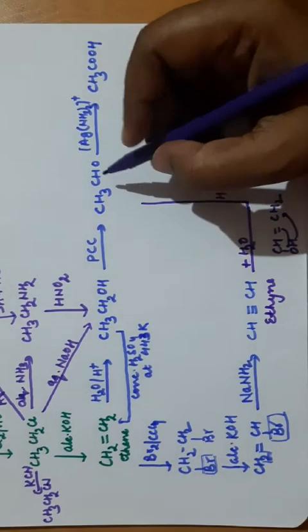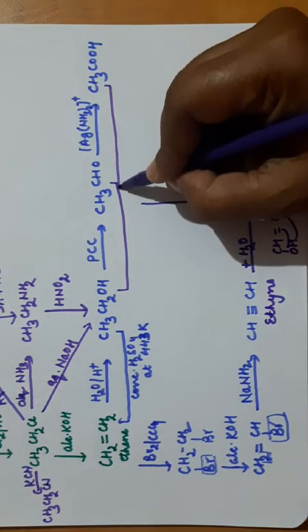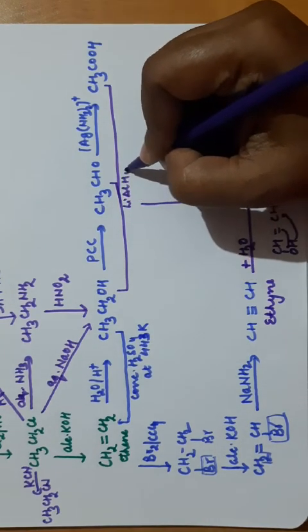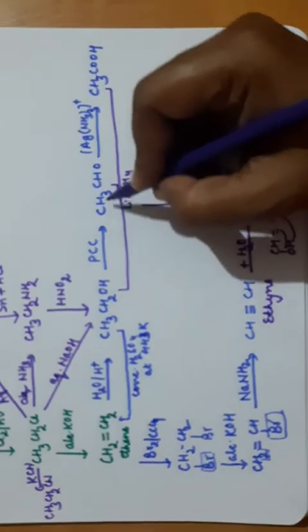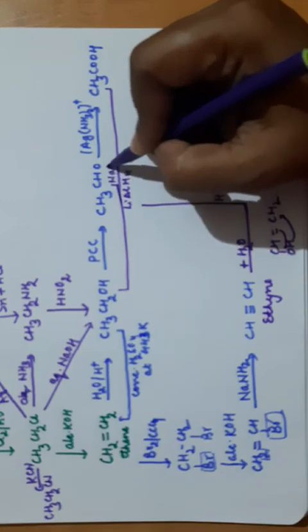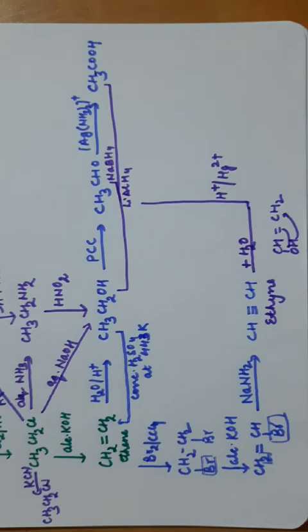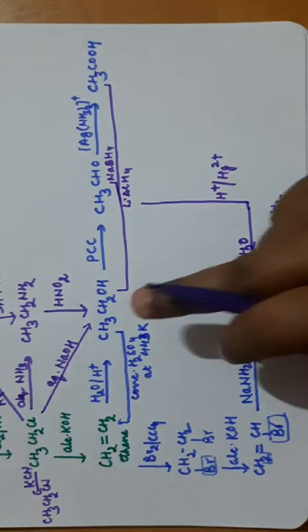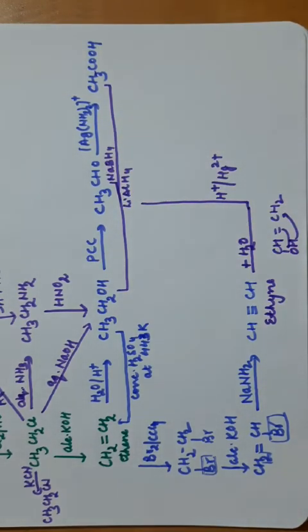Now this aldehyde and this acid, they can be converted back into alcohol by using the reducing agent like lithium aluminum hydride. We'll use lithium aluminum hydride for acid, it will directly give alcohol. We can use sodium borohydride for carbonyl compounds, and they will give, the aldehyde will give primary alcohol, this ketones will give secondary alcohols. So by reduction we can convert acid and carbonyl compounds back into alcohols. By oxidation we can convert alcohols into carbonyl compounds and acids.